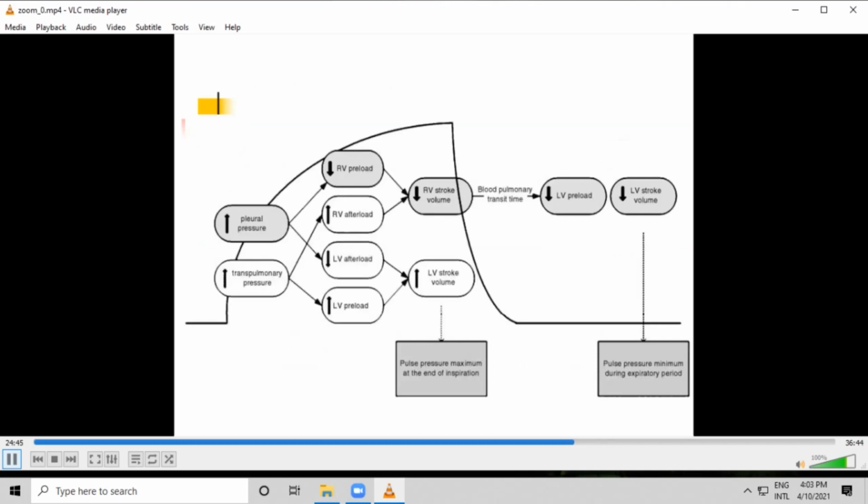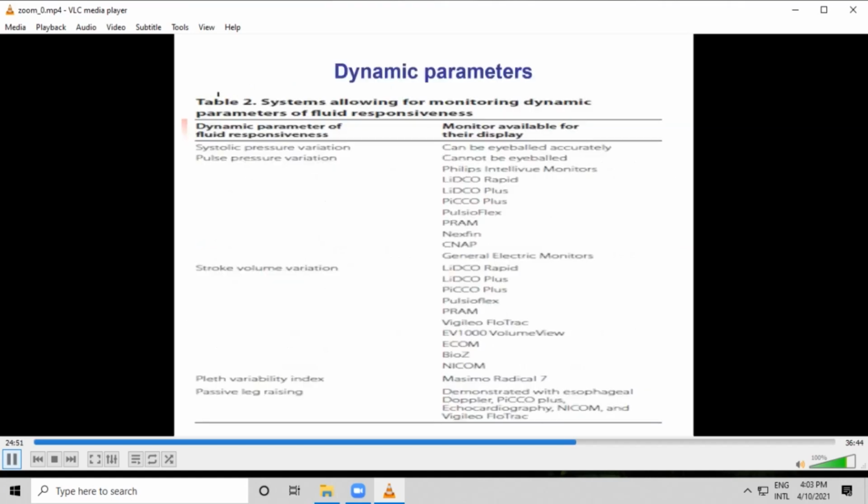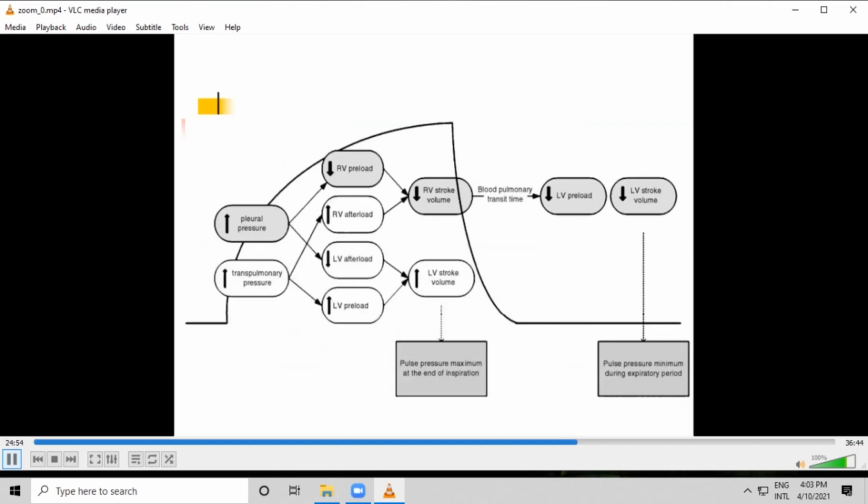So this is a flow diagram, a chart, plotted against the background of the mechanical ventilatory cycle. See, this is the inspiratory phase and the expiratory phase. Here we can see in the inspiratory phase the increase in intrapulmonary pressure, increase in transpulmonary pressure, and increase in pleural pressure. The increase in pleural pressure leads to decrease in RV preload and decrease in LV afterload, whereas increase in transpulmonary pressure leads to increase in RV afterload and increase in LV preload. We have discussed the physiology behind that.